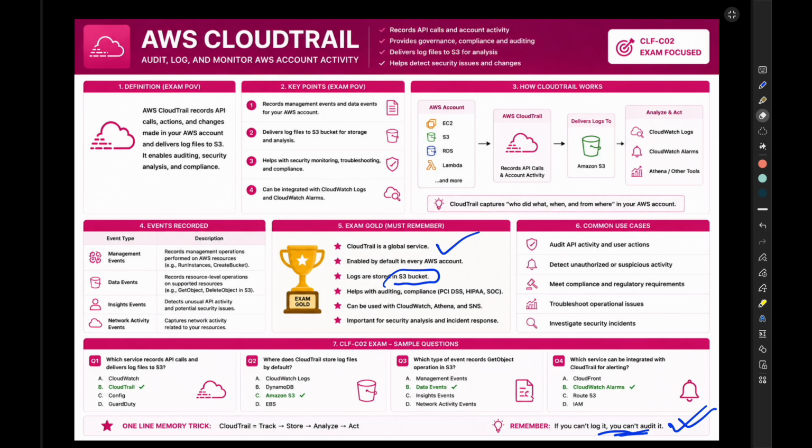And a common exam question around this could be, which AWS service records API calls? Your answer is simple, CloudTrail. CloudTrail keeps a history of everything users do inside. Whenever AWS mentions auditing, compliance, or API tracking, think CloudTrail.